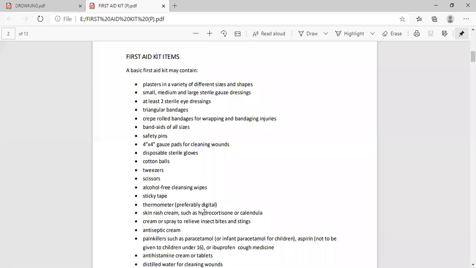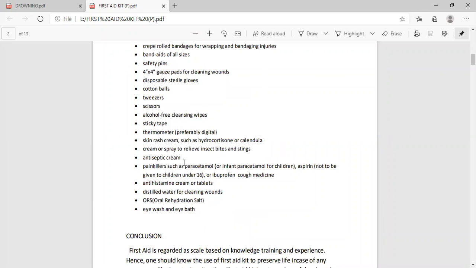Next is the thermometer. The digital thermometer is more preferable. Then skin rash cream such as hydrocortisone is used. Next, cream or spray to relieve insect bites and stings. Next is antiseptic cream, like Borolin, Boroplus, all of these you can use. Then painkillers such as paracetamol, aspirin, ibuprofen, and also cough medicine. All of these things you can keep in a first aid kit box.